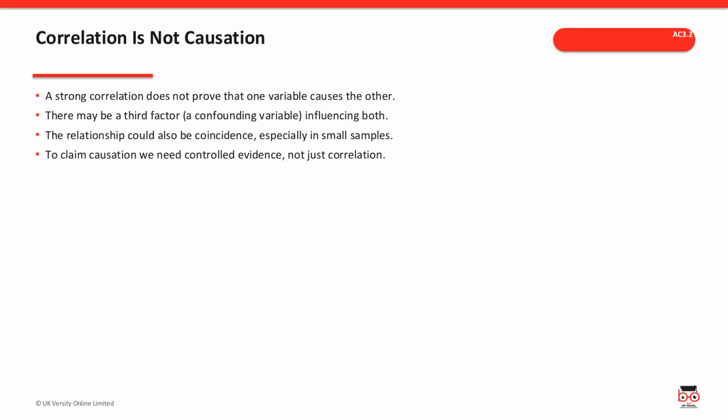Now the big one, correlation is not causation. A strong correlation does not prove that one variable causes the other. There may be a lurking third factor, a confounding variable, that's actually driving both. Or the link could be pure coincidence, which happens surprisingly often in small samples. To genuinely claim that one thing causes another, you need controlled evidence, not just a promising-looking correlation.